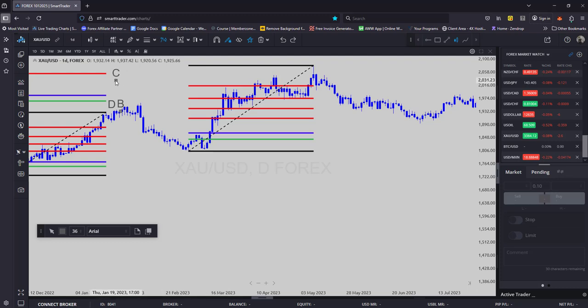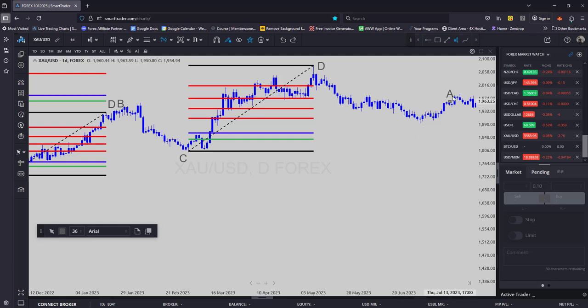You see how it comes basically? It's not an exact science, but as I say, it's a very accurate way of measuring these waves. Because if you bought here, you would have said, you know what? This is my C. Look at where this D is. And you would have taken profit up here at this level. And then the market had a big correction.